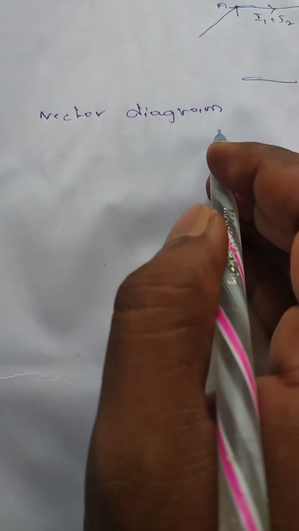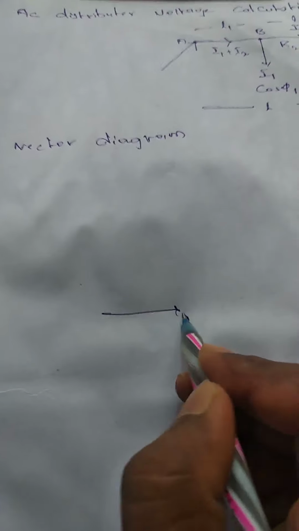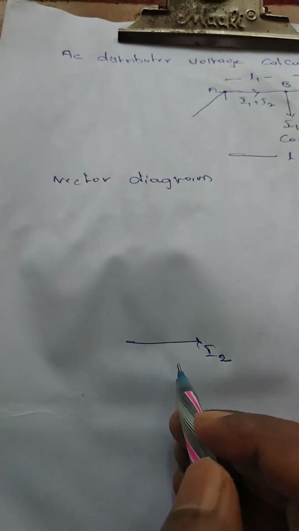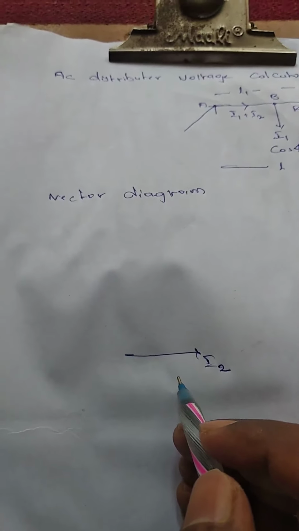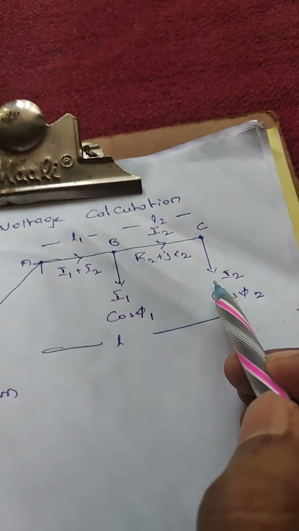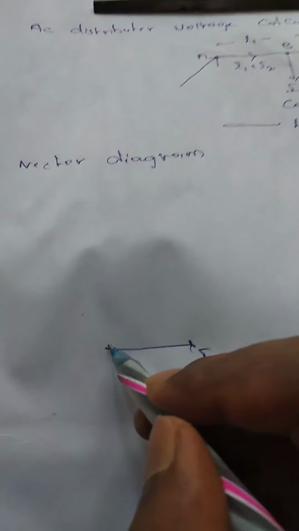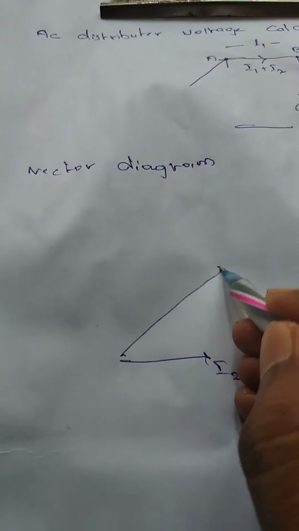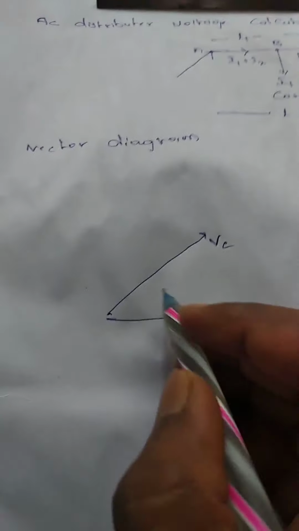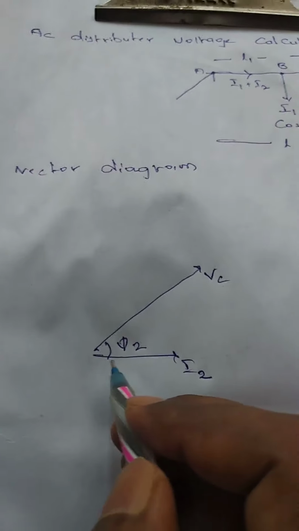Now how to draw the vector diagram? Here we will take I2 as the reference. The angle between I2 and VC is phi 2. So the voltage will be VC, and the angle between these two is phi 2.